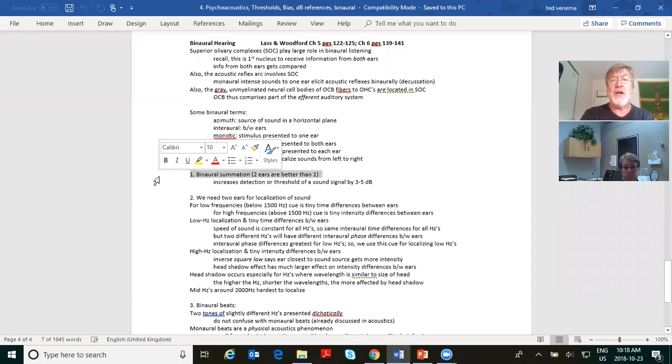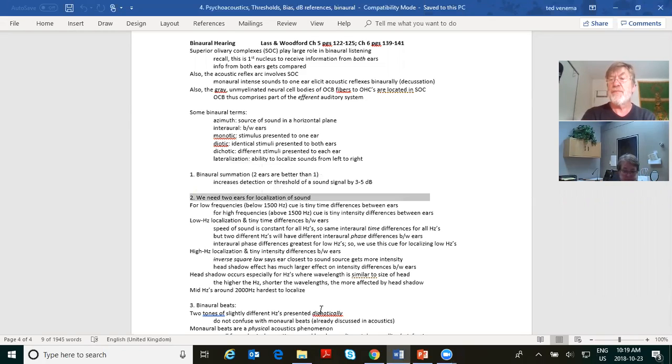Here's another thing about dichotic, okay? Binaural summation. We've covered this already. 2 ears are better than 1. How much better? About 5 dB. And we covered that when we looked at the difference between MAF and MAP, okay? Binaural summation. If I can hear a tone of 10 dB in my right ear and a tone of 10 dB in my left ear, binaurally presented, the tone will be heard at 5. 2 ears are about 5 dB better than 1. Then we looked at number 2, the localization. Covered it already. Been there.